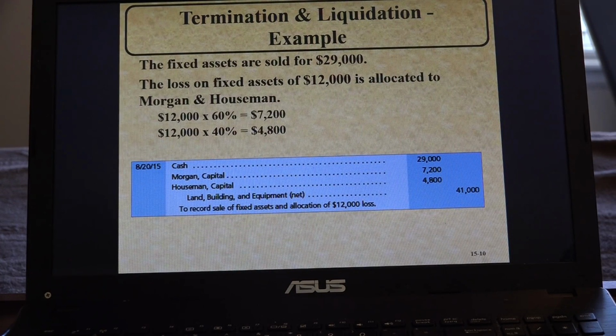The fixed assets on the books at $41,000 are sold for $29,000. The loss of $12,000 is allocated 12,000 times 0.60, 7,200 to Morgan, 4,800 to Hausman.